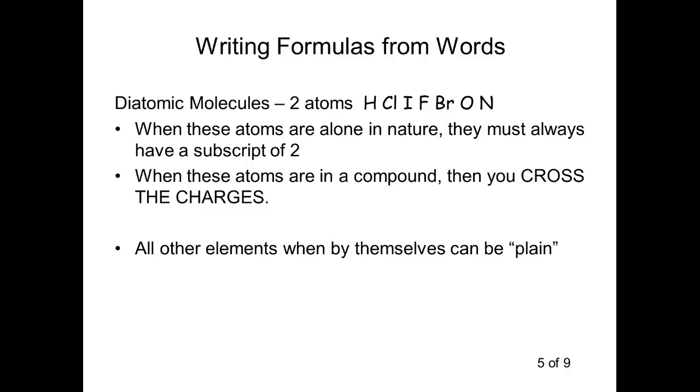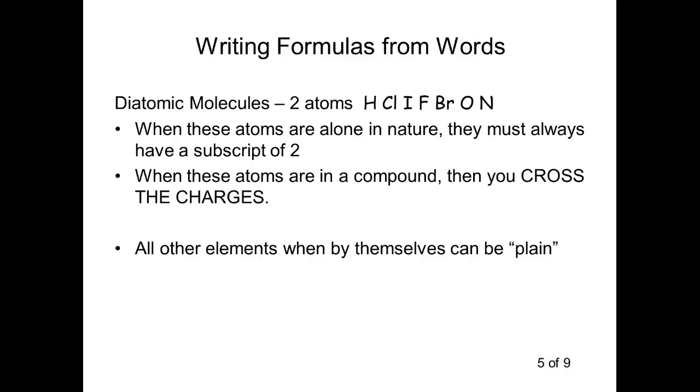One little thing about when you're writing formulas from words, you might encounter things called diatomic molecules, and this means that these elements will always have a subscript of 2 whenever they're in a formula by themselves. For instance, hydrogen is always H2. When these elements are alone in nature, they always combine with themselves to have a compound of 2 of that element. Kind of like, if you go to the mall, you often see people moving in pairs. I used to say middle school girls at the mall, they never go anywhere by themselves. So consider the diatomic molecules as one of these pairs. They never go by themselves.